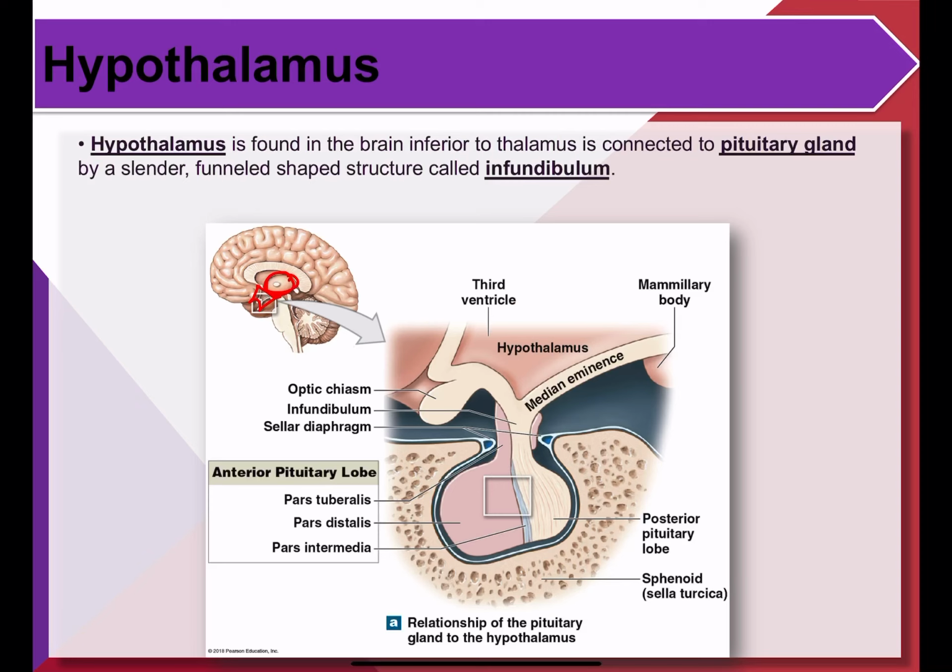Okay, so it is located right below the thalamus and is physically connected to the pituitary gland, which is this one right here, via a slender funnel-shaped structure called the infundibulum. Okay, so that's this part right here. That's the infundibulum. If we remember some of our models from last semester on the brain, you saw that right underneath the hypothalamus there was a gland, and that was the pituitary.